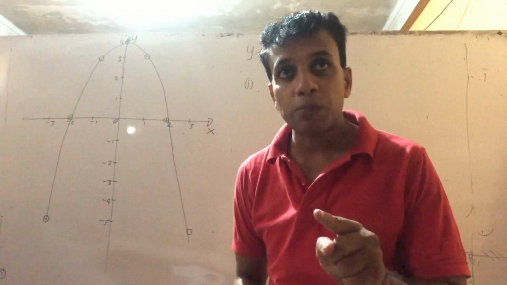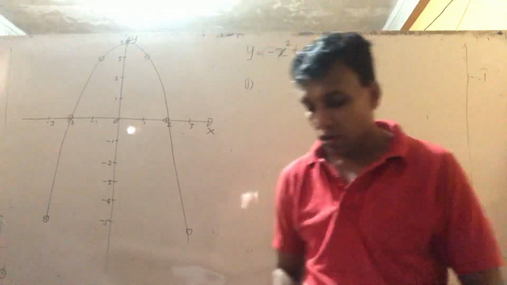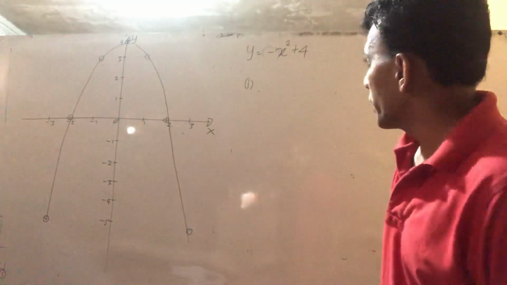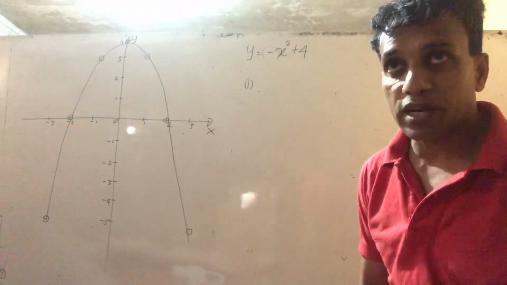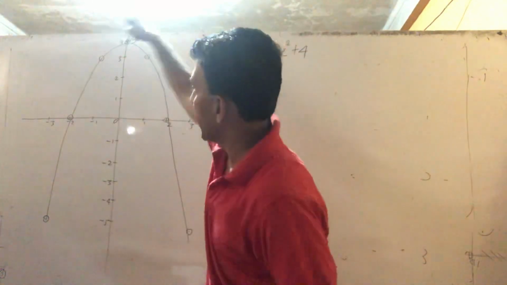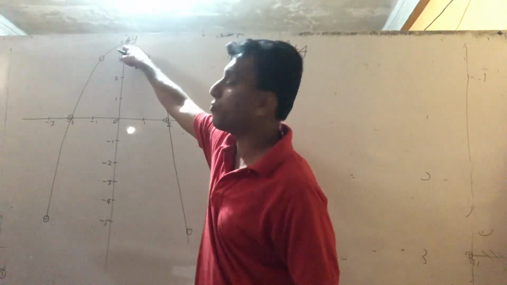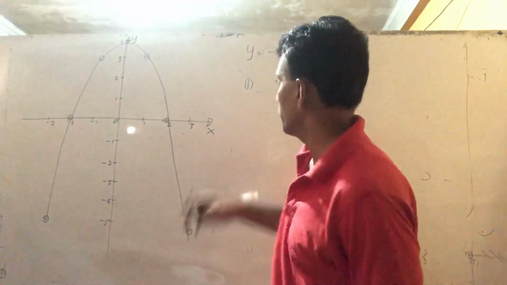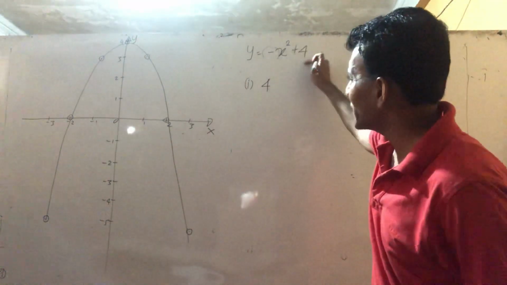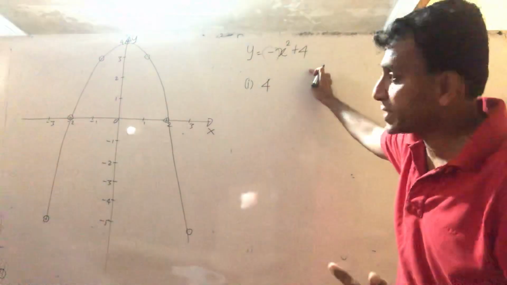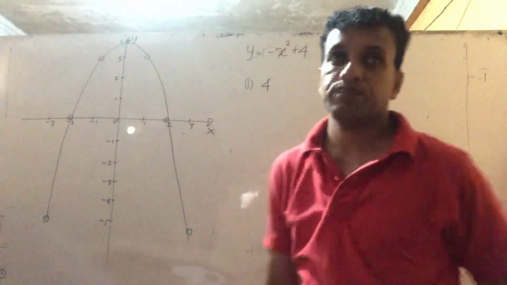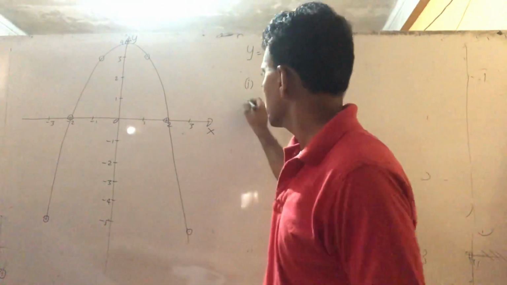Write the maximum value of the function. What is maximum? Maximum value means this point, 4. The answer is 4. This number becomes the maximum. Identify the ideas, right? Tricky how to collect this quickly. Right, second problem.